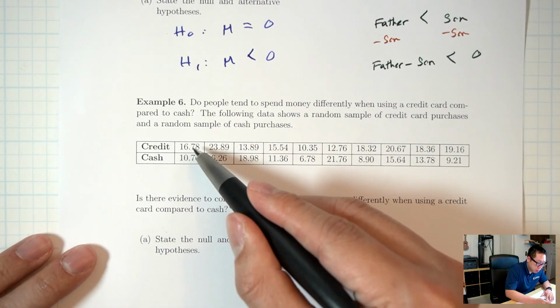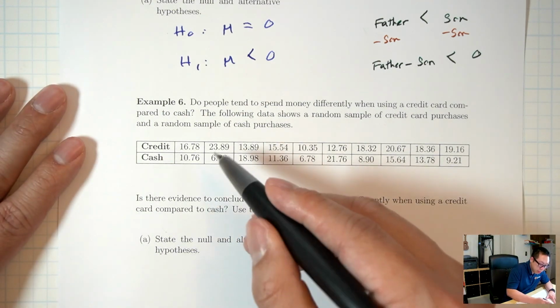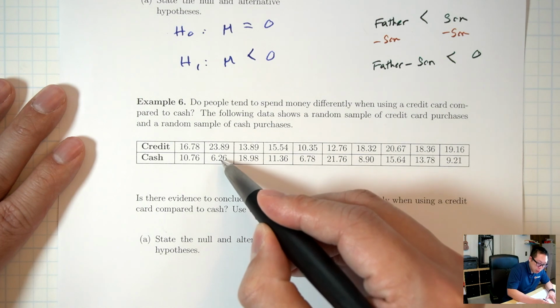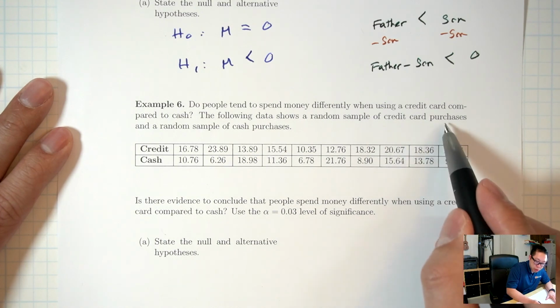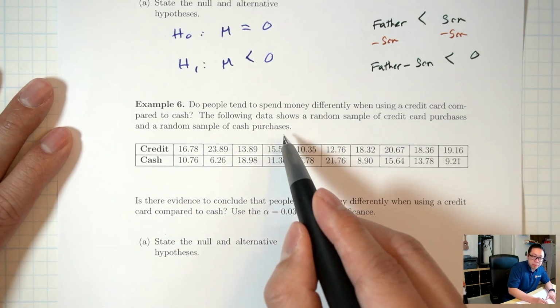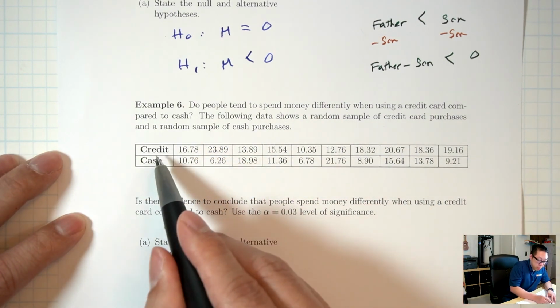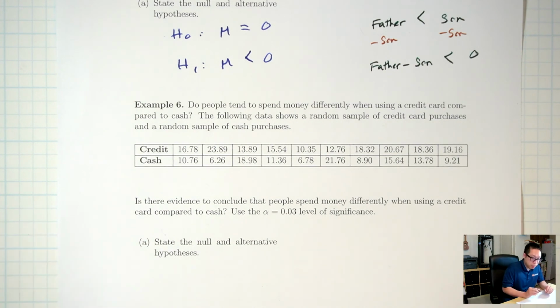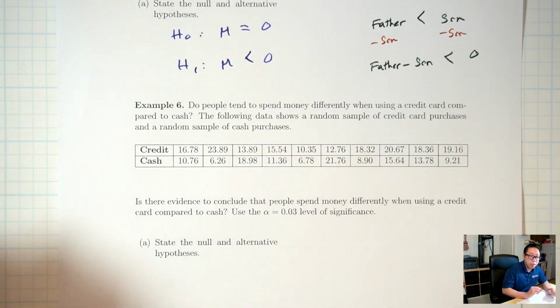So if this is a credit card purchase and a cash purchase by the same person. But if you read the question, nowhere in the question does it say that that's what's happening here. Nowhere in the question is it saying that this is a credit card purchase and cash purchase from the same person, right? All it says is a random sample of credit card purchases and a random sample of cash purchases. So for all we know, this could be different people for the credit card and a totally different group of people for the cash. So nowhere in the problem does it make it clear that these are purchase amounts by the same person. So this will be independent.